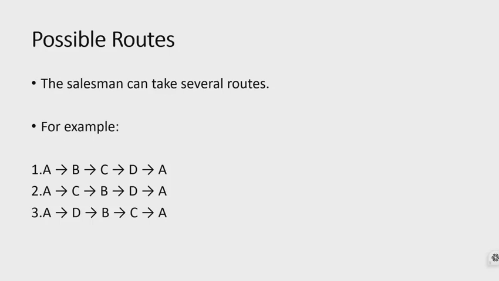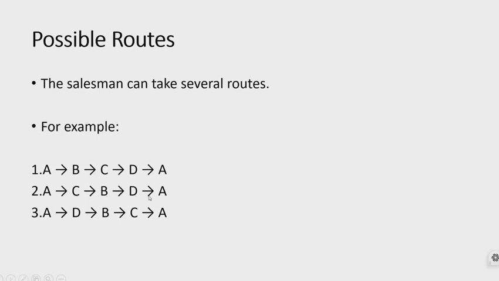Likewise, this is the way we have to move, and this is a possible route for the traveling salesman. The salesman can take several routes. For example, from city A to city B, city B to city C, city C to city D, and city D to city A. That means the traveling salesman starts from city A and ends at city A.